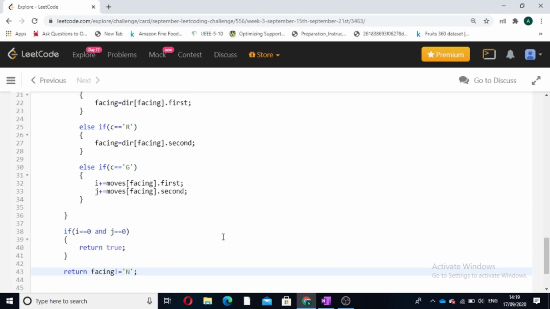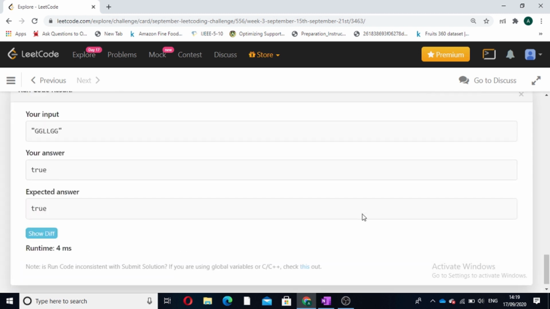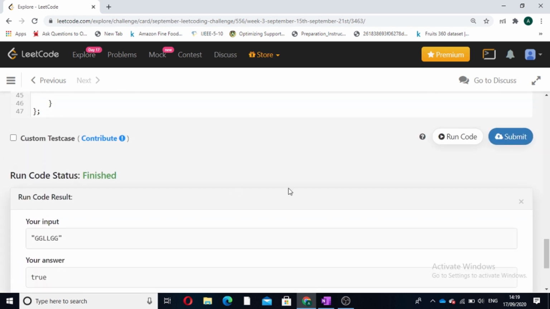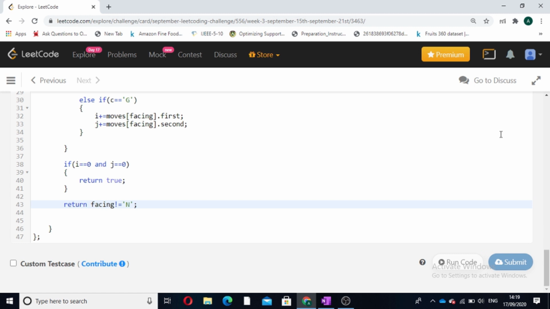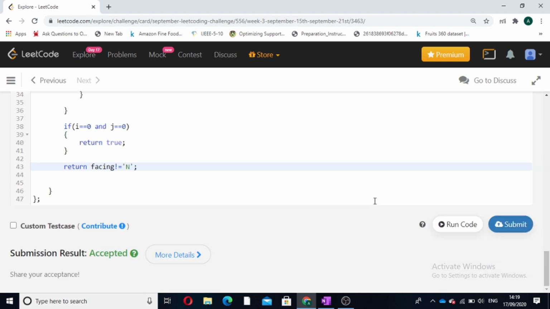So this was our entire code. So I will run this code first. So our answer is right. Now let's submit it. So it is getting accepted.